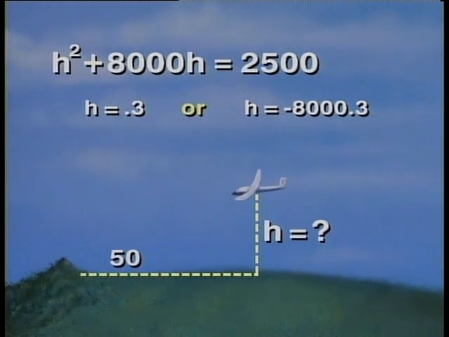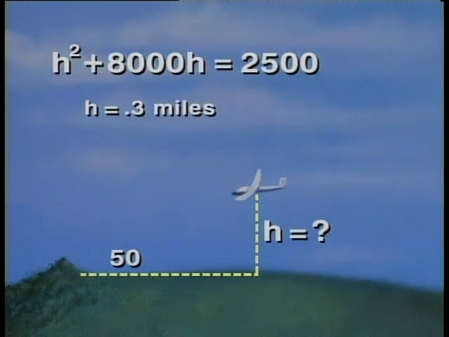Working out both answers leaves us with either 0.3 or negative 8,000.3. Remember that our answer is in miles above the ground. That means that in this case, only the positive answer has meaning. We assume our pilot isn't 8,000 miles underground. We can disregard that answer and use the second answer, 0.3 or 3/10 of a mile, which is about 1,600 feet.